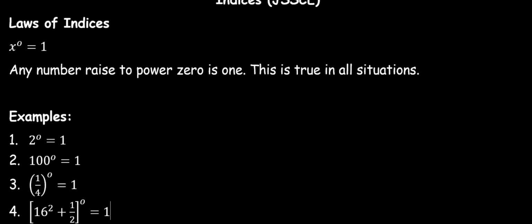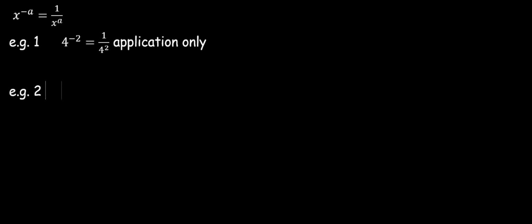Now let's take another law. x raised to power minus a is equal to 1 over x raised to power a. Let's take a few examples under this. The examples will not be totally solved. So let's take example 1. 4 raised to power minus 2 is equal to 1 over 4 raised to power 2. Application only. Example 2. 5 raised to power minus 3 is equal to 1 over 5 raised to power 3.